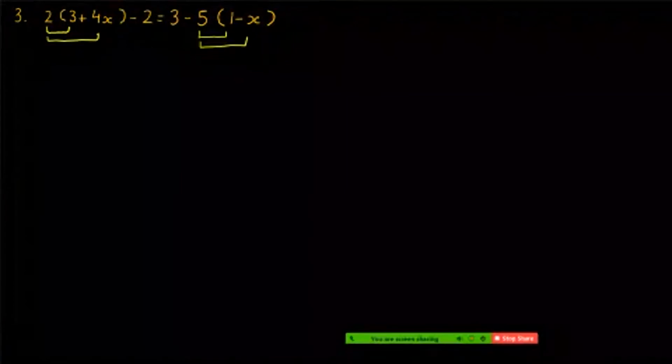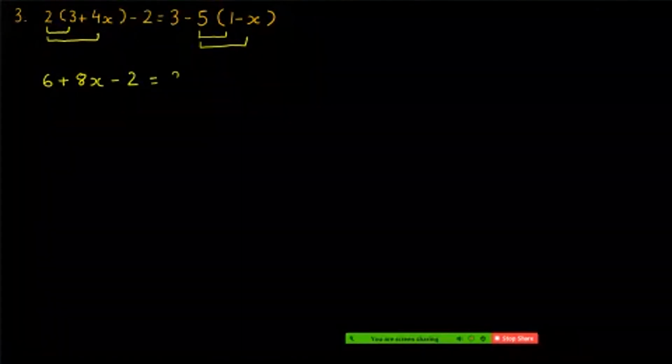So 2 times 3 is 6. 2 times 4x is going to be 8x. Minus 2 is going to stay the same. And then 3 minus 5, we will look at that afterwards. First, we need to use the BODMAS, which is going to be 5 times 1. So I'll write the 3 there, and then minus 5. And minus is going to be a positive, so it's going to be positive 5x.